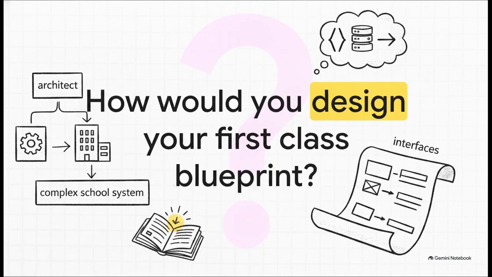So I want to leave you with this provocative thought. If you had to sit down right now and architect a massive, complex school system from scratch, how would you design your very first class blueprint? What properties would it hold? What interfaces would it need to sign? I challenge you to take what we've unpacked in this explainer, start sketching out those classes, and maybe even experiment with namespaces and autoloading in your next big project.